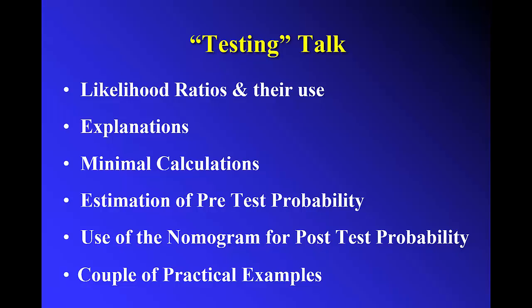So in the last 32 minutes and 44 seconds, we spoke about likelihood ratios and their use. I provided some explanations. I avoided the calculations because most ophthalmologists like myself are numerophobic and we don't like calculations. We spoke about how to estimate pretest probability and we can take this forward. It's a good project for someone to test out, how does this work? How close can you get to each other? I explained the use of the nomogram for post-test probability and provided a couple of practical examples.